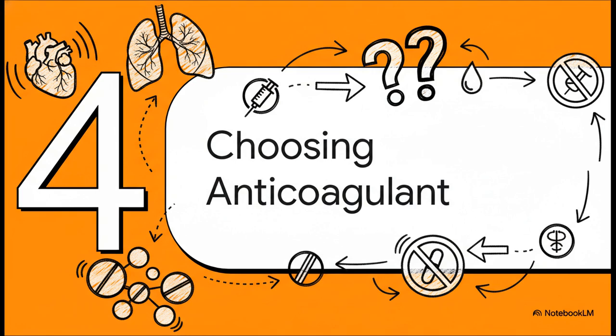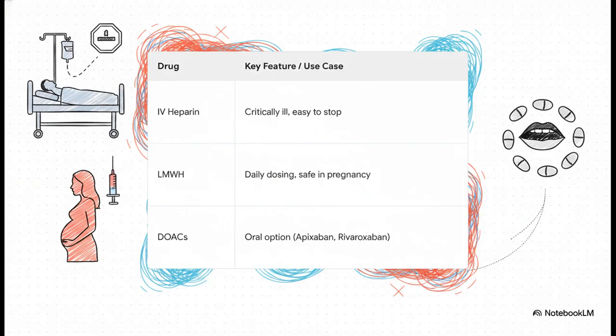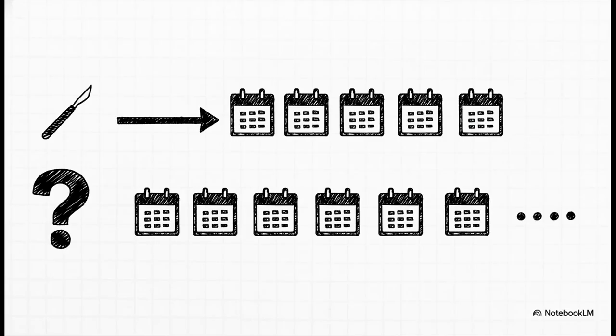You've decided to anticoagulate, but with what? The boards will definitely expect you to know the different flavors and when to pick each one. Think of this table as your playbook. For that really sick patient in the ICU, you're probably going to use an IV heparin drip. Why? Because you can shut it off in a second if they need a procedure. For your standard patient on the floor, or importantly, for a pregnant patient, low molecular weight heparin is a fantastic choice. And for a lot of stable patients now, especially those going home, the direct oral anticoagulants, the DOACs, are the way to go.